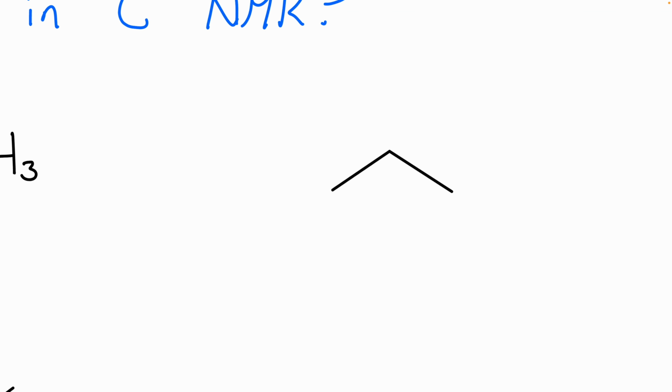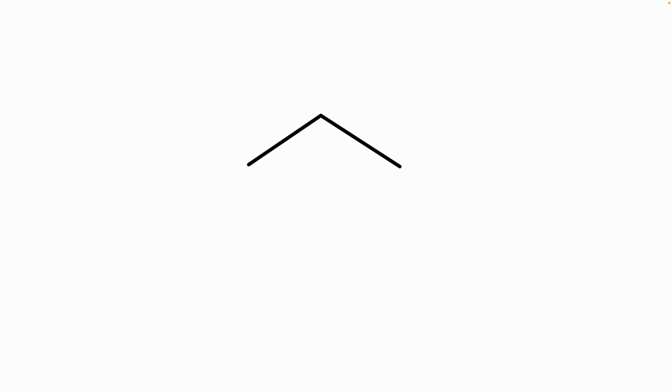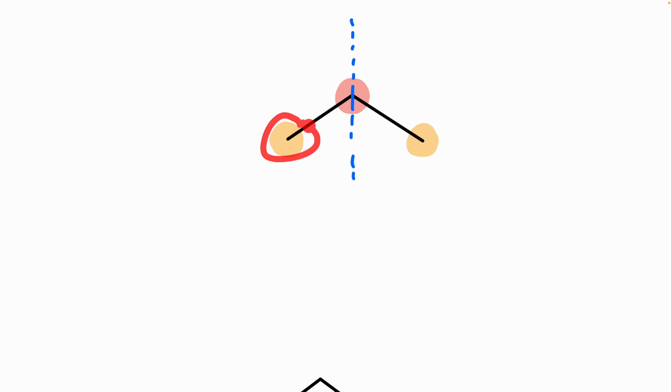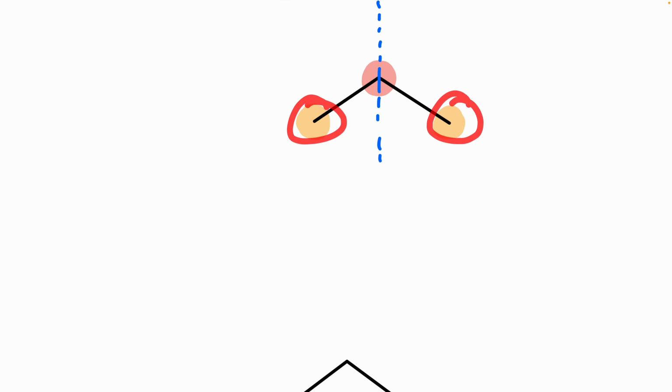All right, what about these 3 carbons here? How many peaks would I expect to see? 2, right? So now I have this plane of symmetry right down the middle, which means that these 2 are going to be found in the same group, but this one's all by itself here. Again, these 2 are mirror images of one another about that plane.